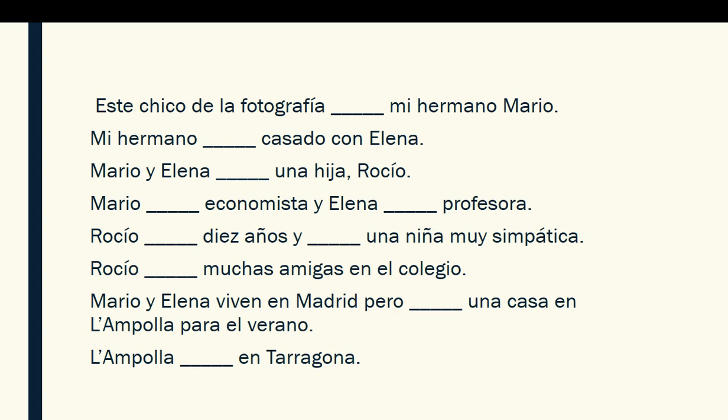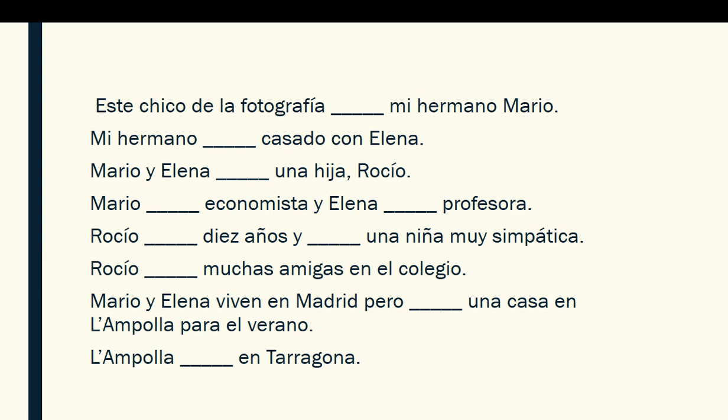So the gist of this paragraph is that the speaker is pertaining to a photograph. He said that the picture there is his brother Mario, and Mario is married to Elena, and they have 2 children, and they live in Madrid, but they have a house in Lampoya. So that's the gist of the sentences. So let us read again. You may read with me if you want.